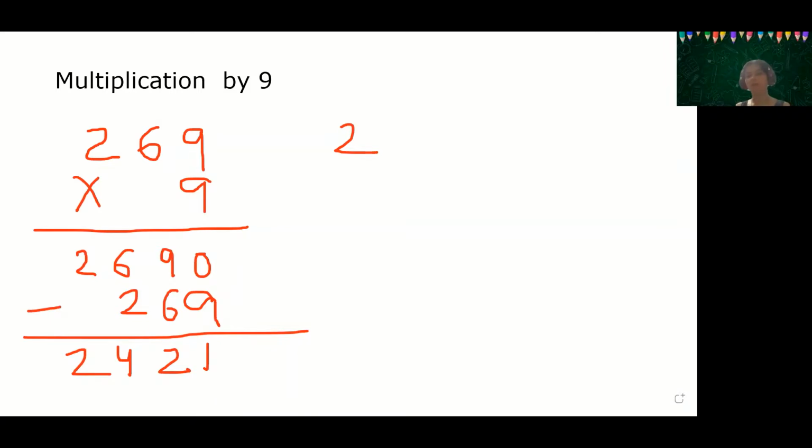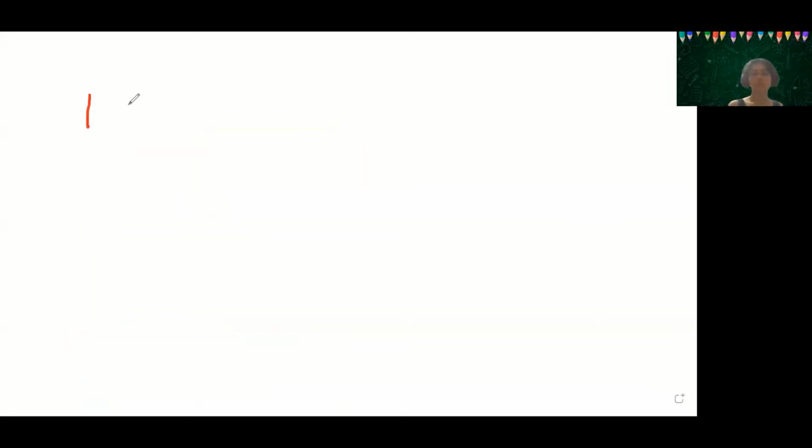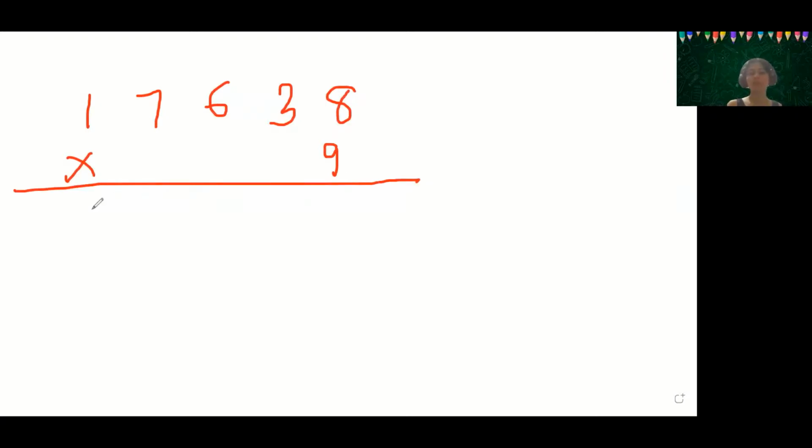I hope it is clear. Okay. 1763 times 9. So what is the method? Just write 0 with the number and subtract the same number.